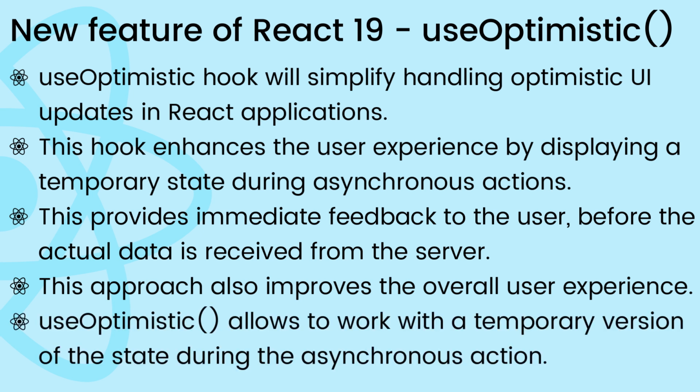useOptimistic allows you to work with a temporary version of the state created from the original one while an asynchronous action such as a network request is happening.